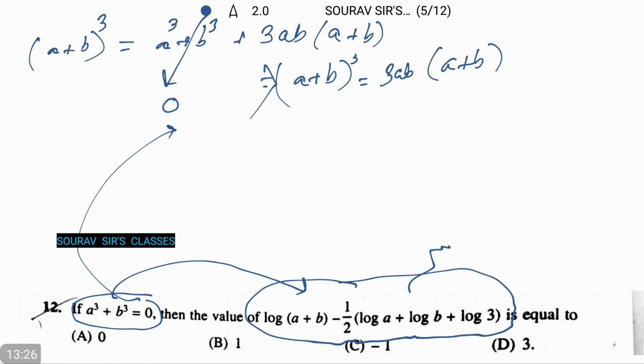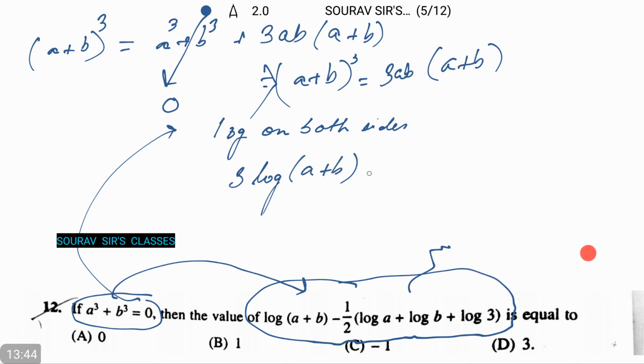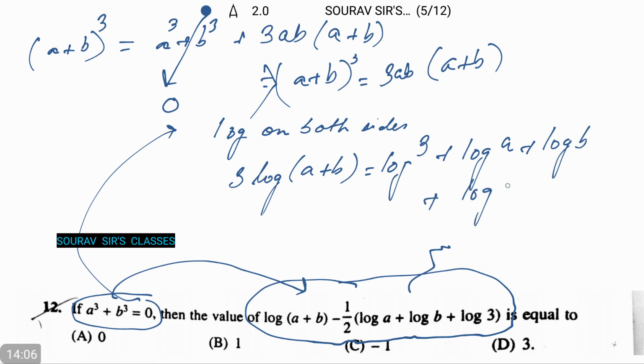Now here's the trick to the question. Just take log on both sides, and we'll have 3 log of a plus b equals log 3 plus log a plus log b plus log of a plus b.